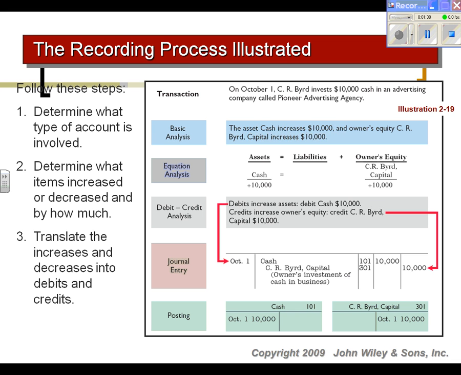Okay, then the next step we'll look at the equation analysis. So we're still analyzing this transaction, and we'll use the accounting equation: assets equals liabilities plus owner's equity. Cash is an asset, so we're going to increase cash by 10,000. And then on the other side of it, we're going to increase owner's equity by 10,000, the capital account.